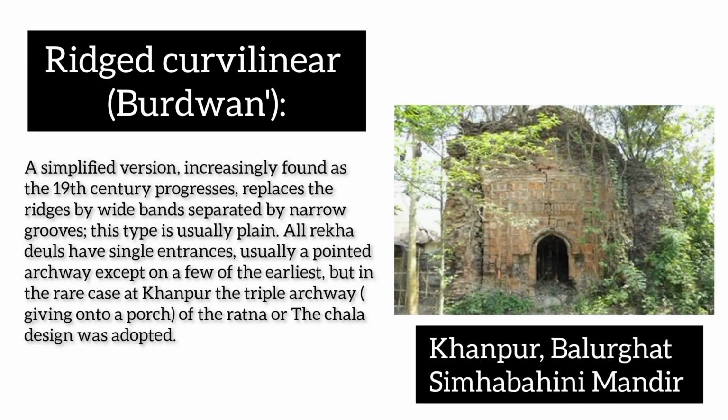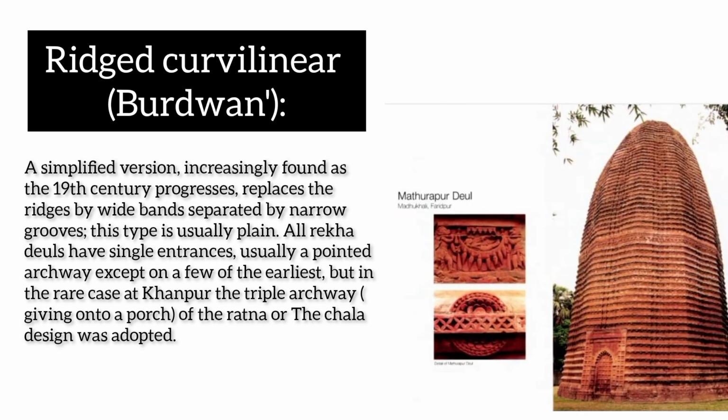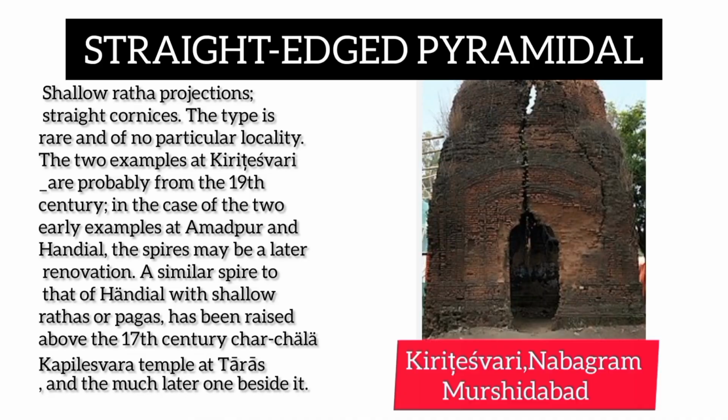All Rekh Deuls have single entrances, usually a pointed archway except on a few of the earliest, but in the rare case of Khanpur, a triple archway giving onto a porch of the Ratna or the straight-edged pyramidal Deuls. They have shallow rath projections with straight cornices. This type is rare and not confined to any particular locality.